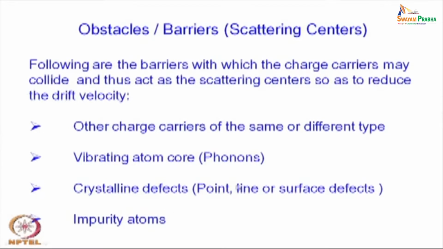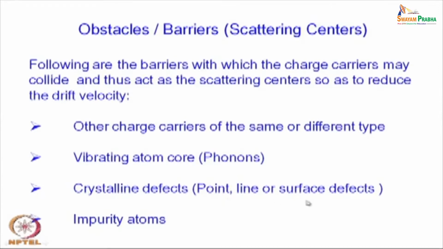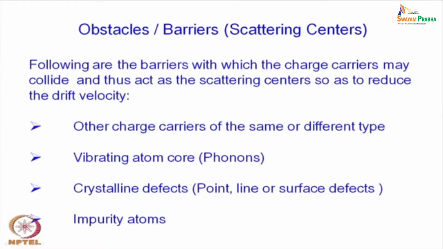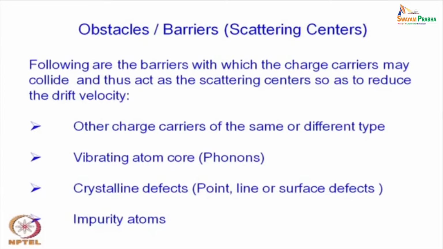Vibrating atom cores, the phonons, the crystalline defects, the point defects, line defects and surface defects, these also add to the increase of resistance of the metals. So, it is not only the crystal structure as such, but the crystalline defects or sometimes dislocations, all of them do contribute some additional resistance to the system. And if you want a very low resistance material, one must be devoid of all these imperfections and impurity atoms, which we have already discussed in detail.